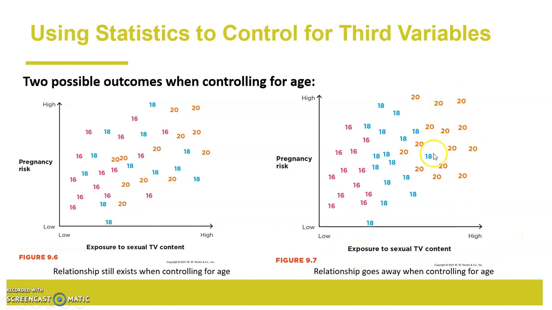Or it's just that if you're a higher age, then you have both of them higher, but within each age there's no relationship. Okay. Here's a different case, though. You can see within the 16-year-olds, the relationship is still there. There's still an upward trend. Within the 20-year-olds, it's the same, and 18-year-olds, it's the same. So this is where, if you were to control for age, the relationship would still exist.